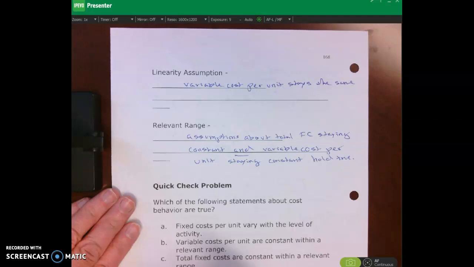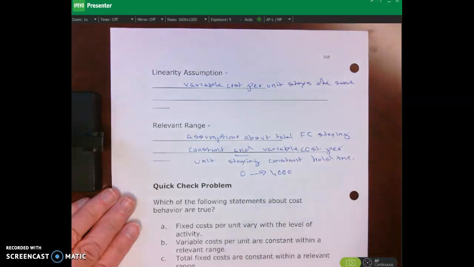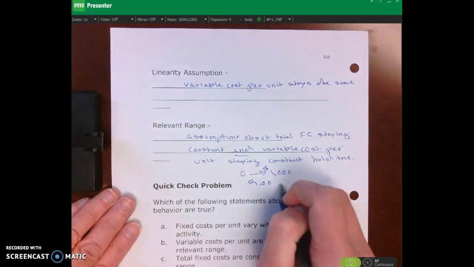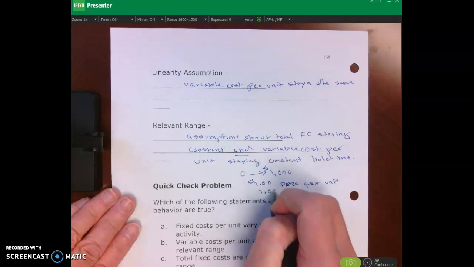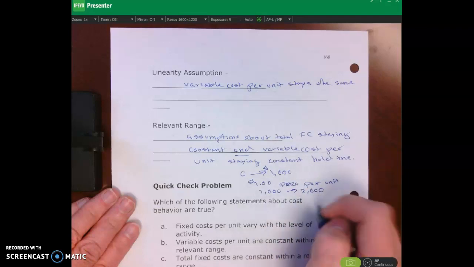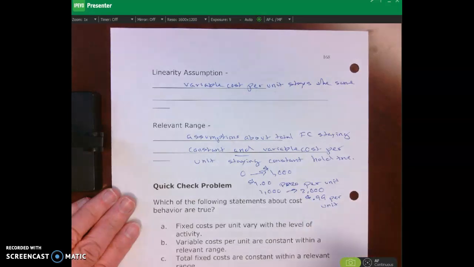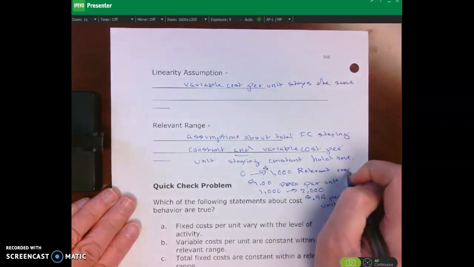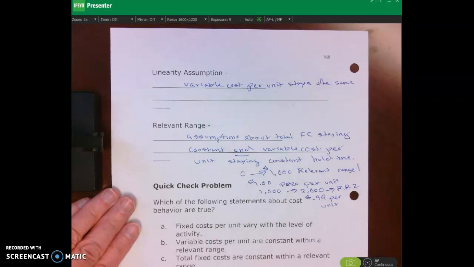If that's the case, maybe what we say is that from $0 to $1,000 in purchases of raw materials, the raw materials cost is $1 per unit. And then maybe from $1,000 to $2,000, it decreases to 99 cents per unit. If this is true, the first would be relevant range 1, and then $1,000 to $2,000 would be relevant range 2. So we would have two different relevant ranges.